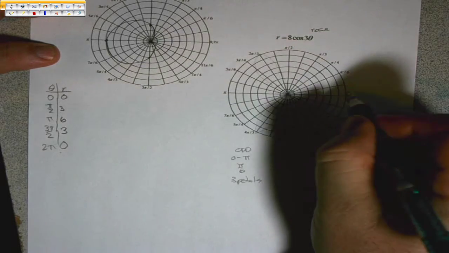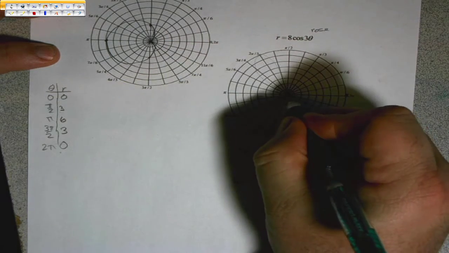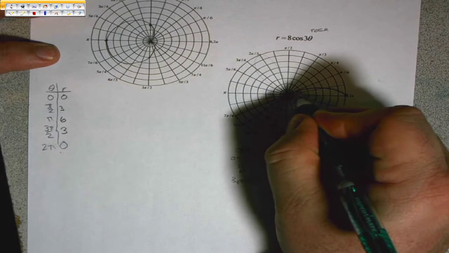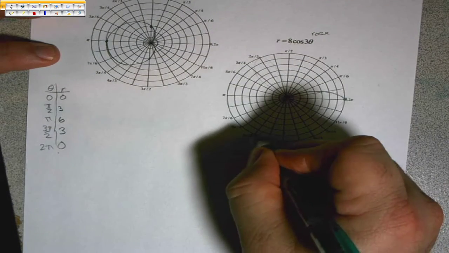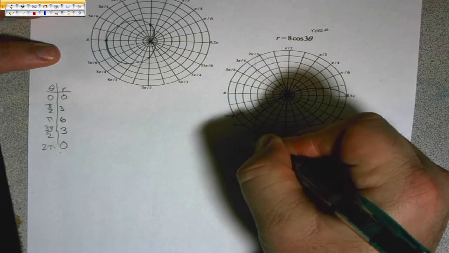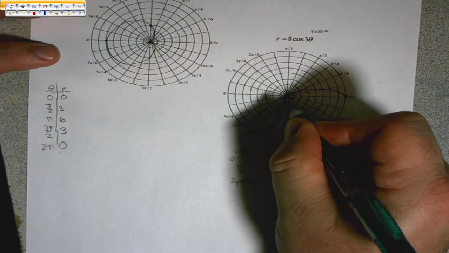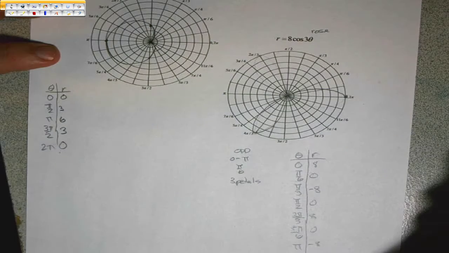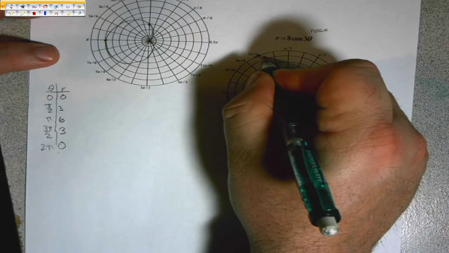So 0, 8, that's all the way out here. Pi over 6 is 0. So there's half a petal. Pi over 3 is back to -8. That's down here. Pi over 2 is 0, so we're back to 0 like that. 2 pi over 3 is 8.